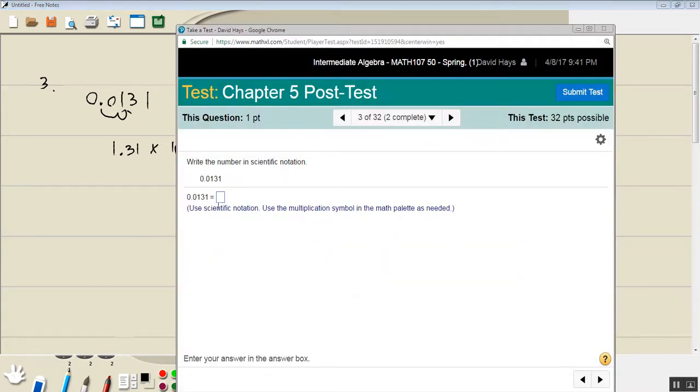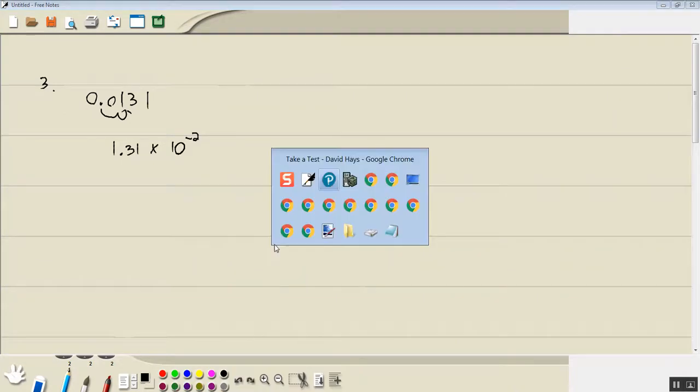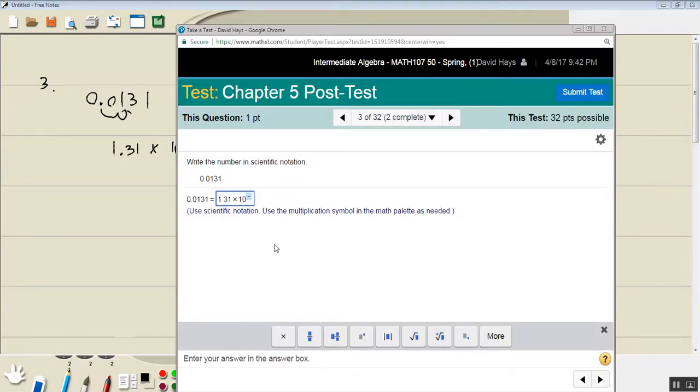So we're going to use the multiplication symbol. 1.31. I would have done x. I probably would have got that one wrong. So there's your times. Why didn't that appear? Oh, there it is. Okay. And 10 to the negative 2.